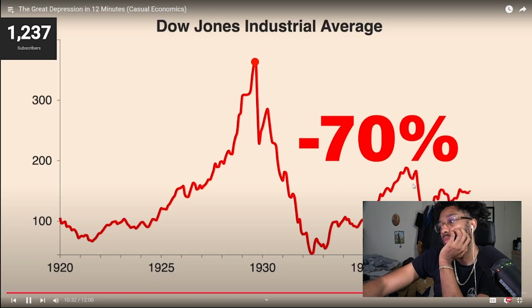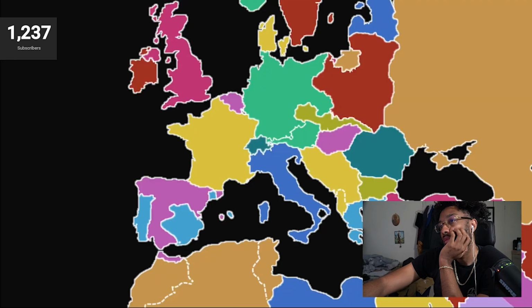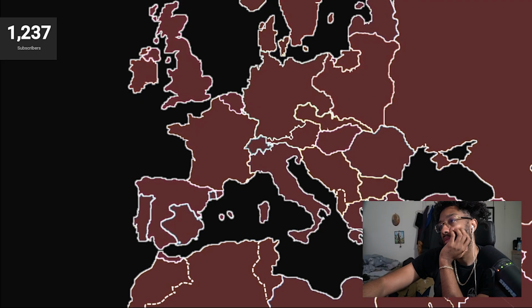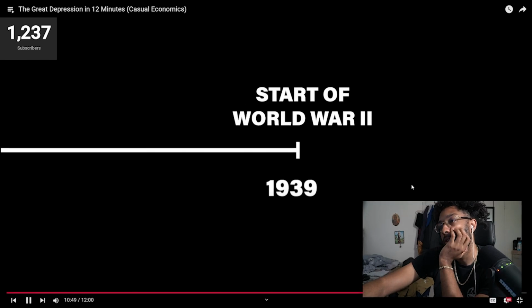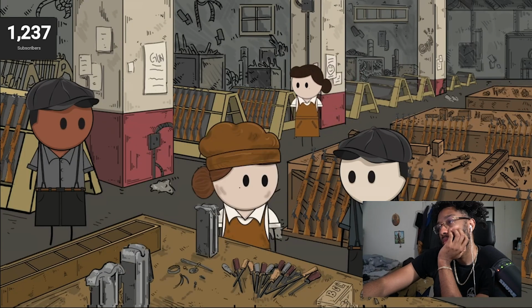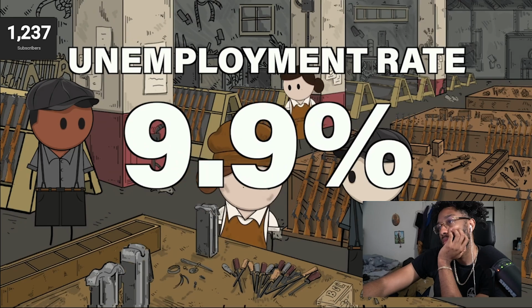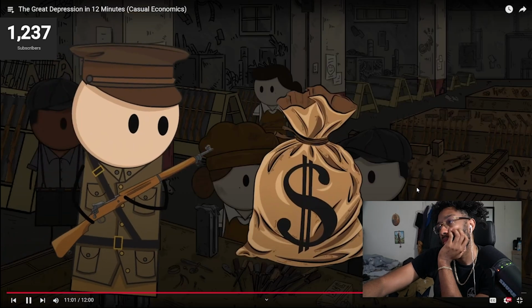However, it would still take several years for the US economy to fully bounce back, with other countries around the world having also suffered from the Great Depression. This led to the rise of extremist governments, and World War II would begin just a few years later in 1939. It wasn't until the start of World War II in 1939 that the Great Depression truly ended. It was only at this time that the unemployment rate fell below 10%, and the US saw vast stimulus to support war efforts.